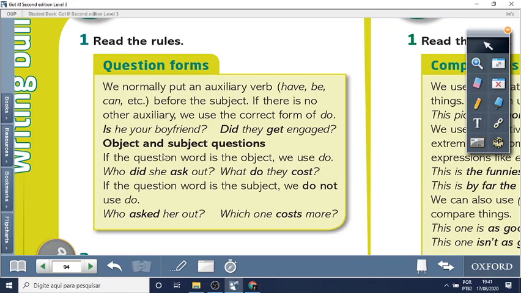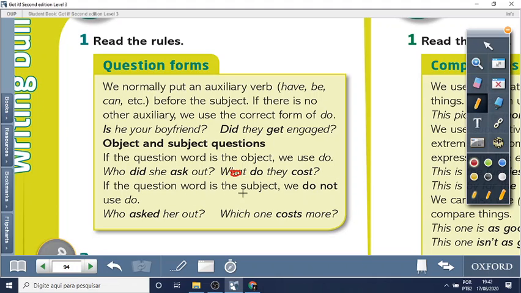Object and subject questions. If the question word is the object, we use do. Oh, it seems complicated, but it's not. This is a normal question. Look, who did auxiliary, she, subject, and verb. Who did she ask out? And how much? It's wrong here, okay? Correct. How much do they cost? Okay? So you have the auxiliary, the WH, auxiliary, subject, and verb structure, normal question.